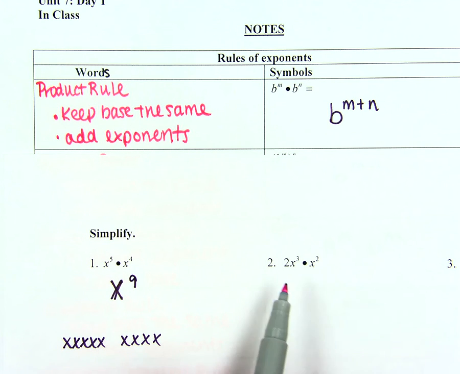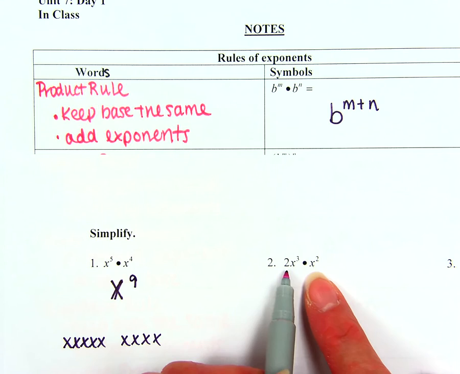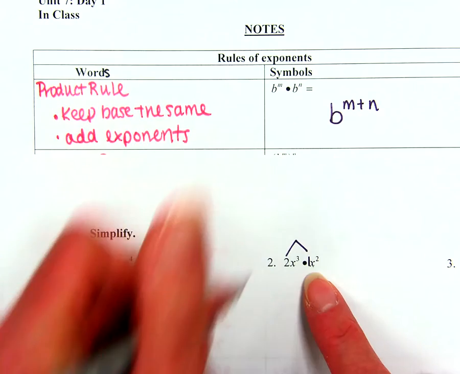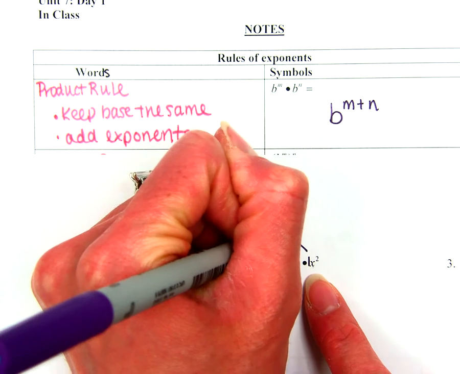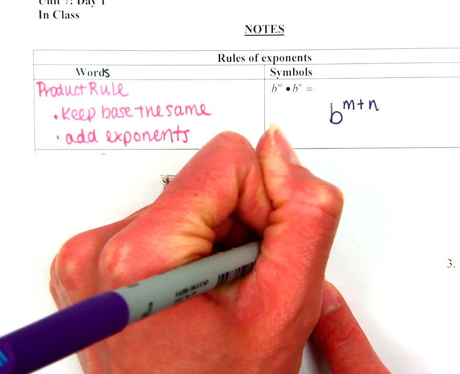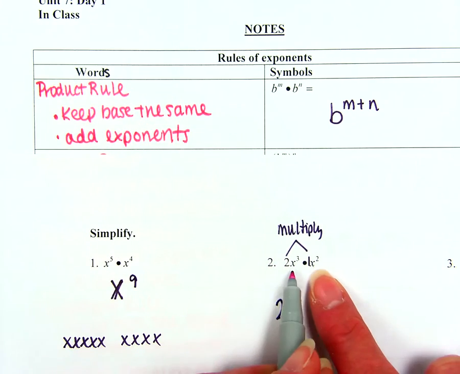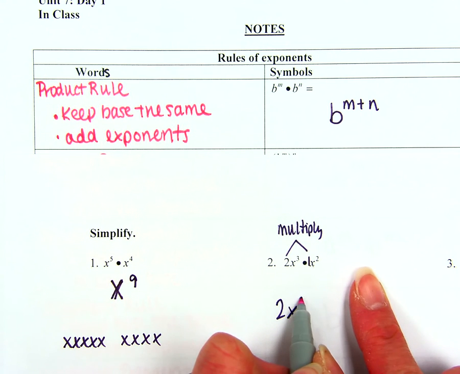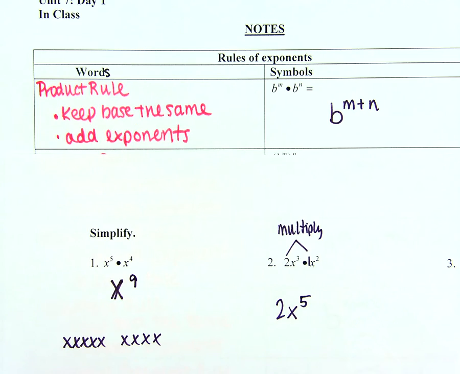So on number 2, we're going to look at our coefficients, and I'm going to multiply my coefficients. So I've got 2 times 1. And then I'm going to look at my bases. My x's are the same, so I keep that, and I add 3 plus 2. So that's 2x to the 5th.